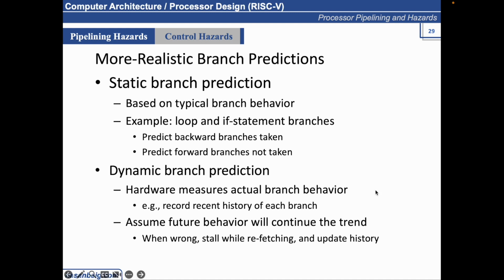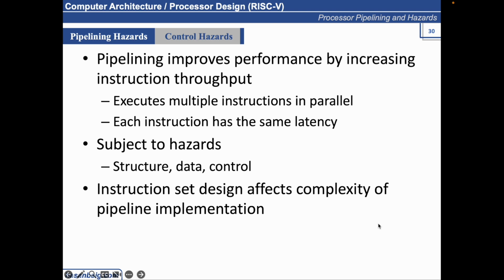Okay, so this is about control hazards. In summary, pipelining helps us improve performance by increasing instruction throughput, but it is also subject to some hazards: structural hazards, data hazards, and control hazards. In order to enhance performance using a pipeline, we have to have a more complex hardware design, and that is what we are going to study next in the next few lectures.